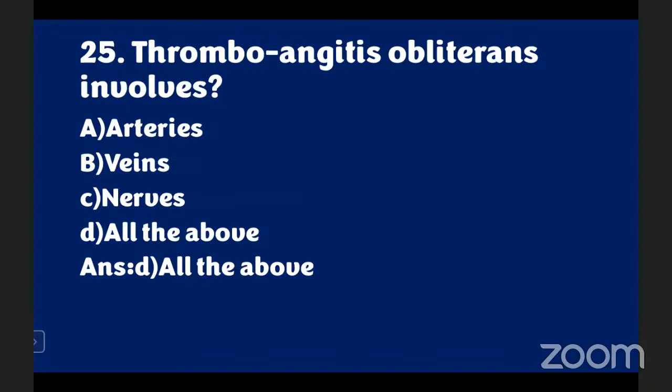Next one is thromboangiitis obliterans involves option A, arteries. Option B, veins. Option C, nerves. Option D, all the above. Answer is option D, all the above, in which thromboangiitis involves.